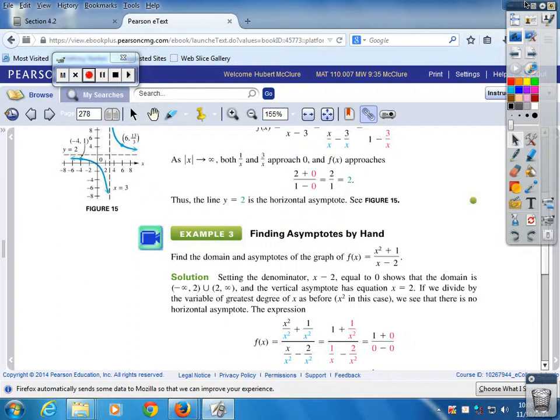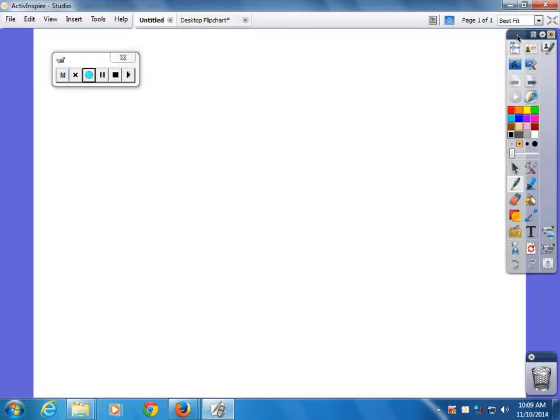Now, x squared plus 1 over x minus 2. X minus 2. X minus 1. Problem with this x squared plus 1 over x minus 1. I thought it was x minus 2.